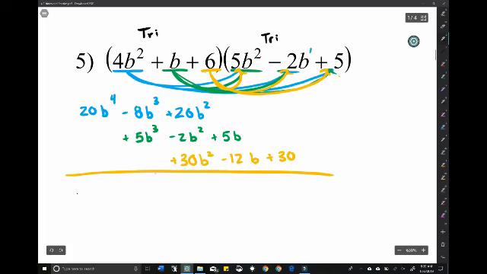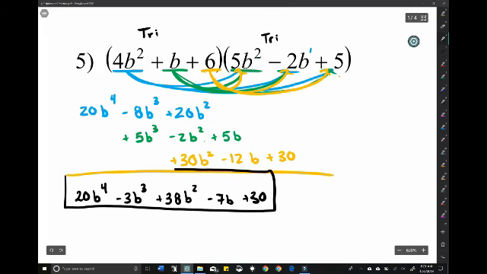Okay, 20b to the fourth. Negative 8 plus 5 is negative 3b to the third. 20 minus 2 is 18, plus 30 is 38b squared. 5b minus 12 is minus 7b, and then plus 30, and that's what we got there.